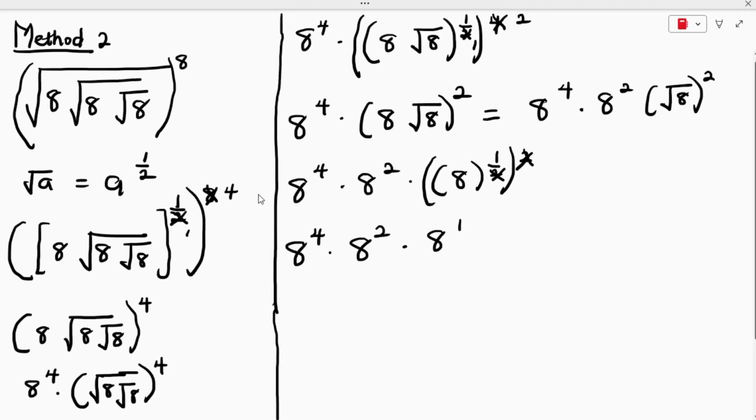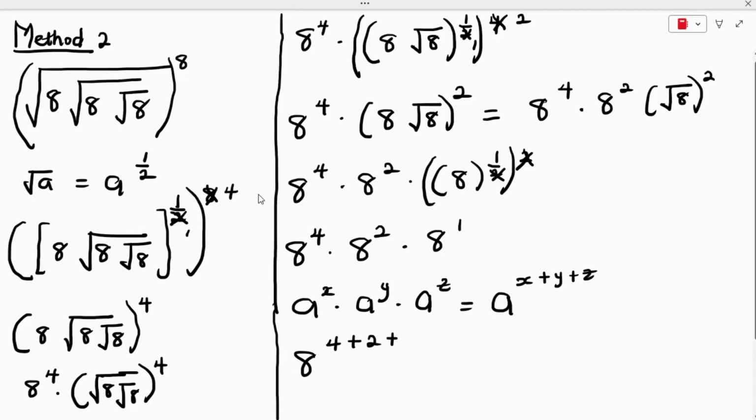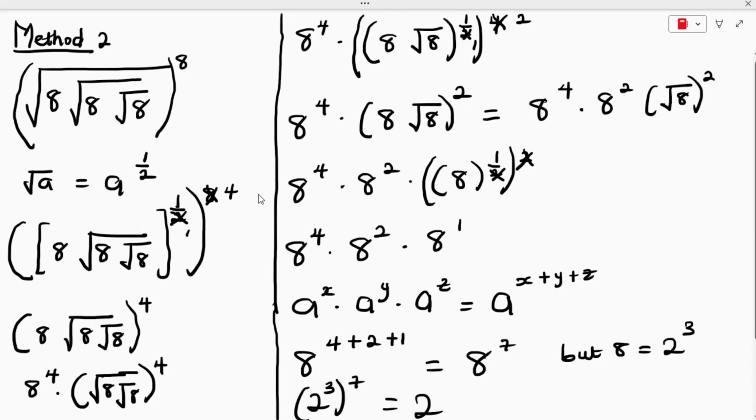Applying the exponent rule that says a raised to the power of x multiply a raised to the power of y multiply a raised to the power of z is equal to a raised to the power of x plus y plus z, we have 8 raised to the power of 4 plus 2 plus 1, which is 8 raised to the power of 7. But 8 can be written as 2 raised to the power of 3, so we have 2 raised to the power of 3 times 7, which is equal to 2 raised to the power of 21. And this is the final answer.